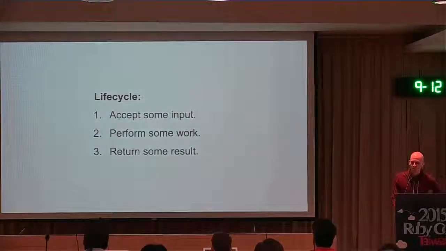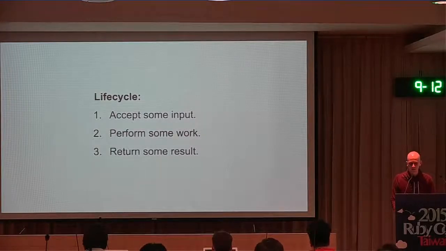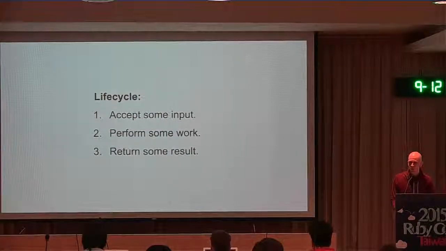So the life cycle of a service object looks something like this. It accepts some inputs, it performs some work, normally in the shape of a sequence of steps, and it returns some results. Now, if you're into functional programming, you'll probably recognize this as some kind of a monad. And it's pretty straightforward, really.